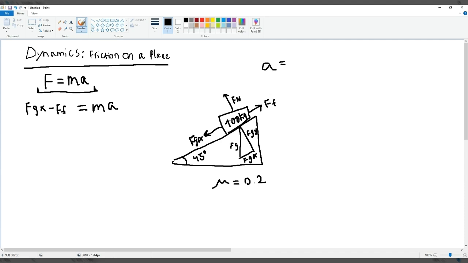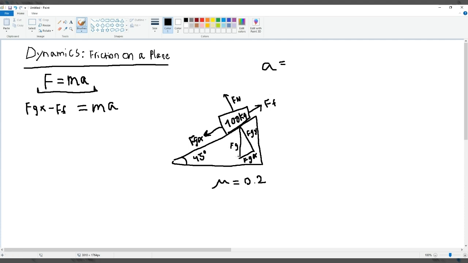So what we gotta remember is that our coefficient of friction is 0.2, which means when we're finding the force of friction, we'll be taking that into account. We have our normal force, which is always perpendicular to any surface, and it's pushing this way. And we have our force of gravity, which is pushing down on the block.